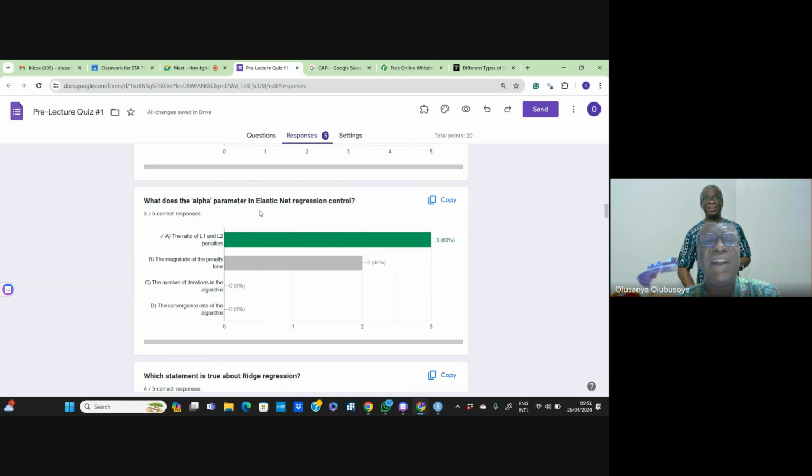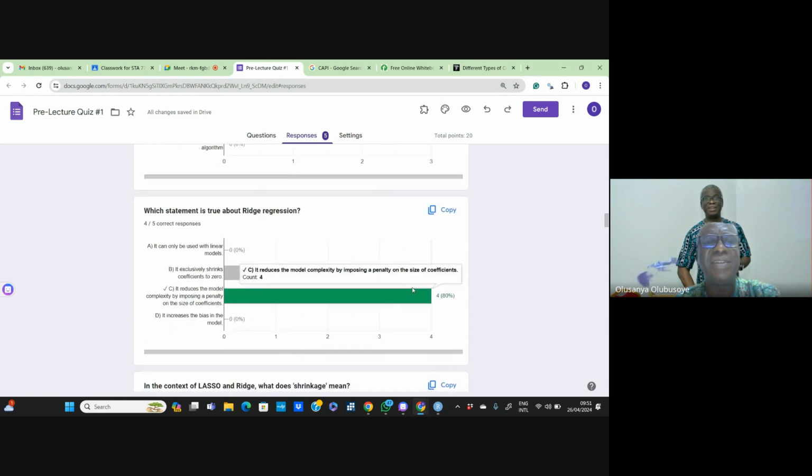What does the alpha parameter in elastic net regression stand for? It's actually the ratio of L1 and L2 penalties. Three of you got it wrong. It is not the magnitude of the penalty term. The lambda actually is the magnitude of the penalty term.